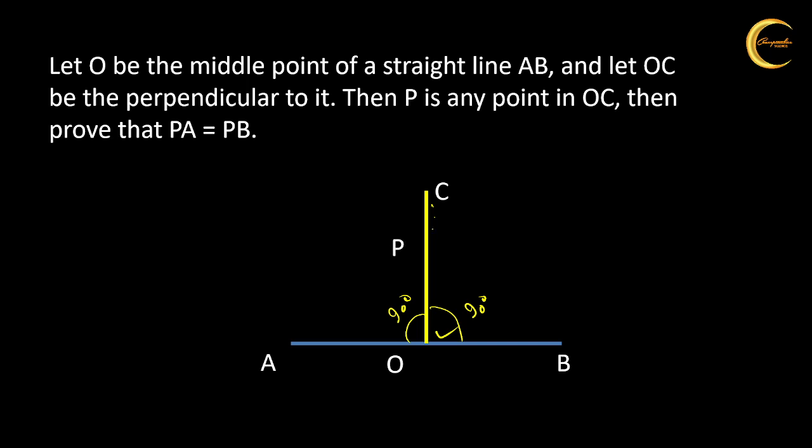Now P is any point on line OC, and we have to prove that line PA equals line PB. This is important. So P is any point on line OC, and we have to prove that line PA equals line PB. Now let's see the proof.